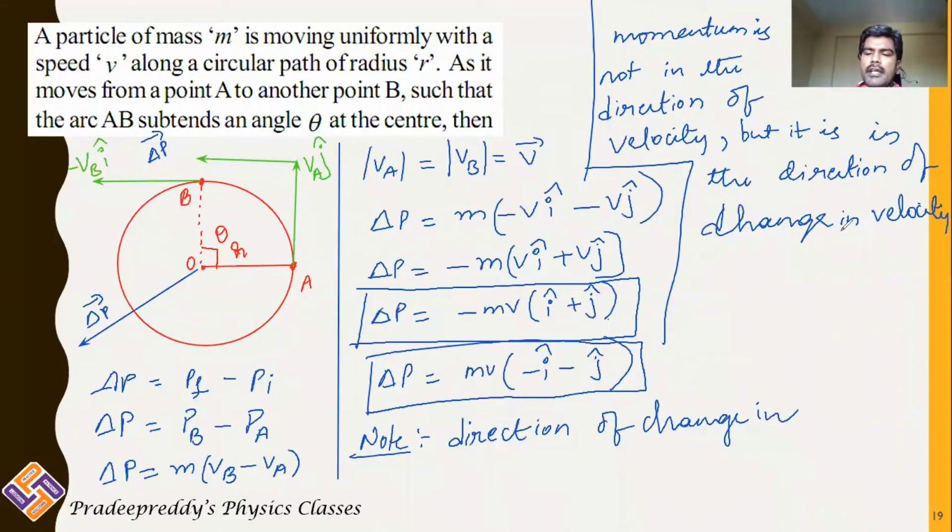So it is not in the direction of velocity, but instead it is in the direction of change in velocity of the particle, right? So the momentum change is in the third quadrant, whereas velocity at A is pointed upward, velocity at B is pointed along negative x-axis, but change in the momentum is pointed in the third quadrant, it is minus I minus j. Clear? So whenever you are dealing with vector quantities, you should be very careful with the directions of that given vector.